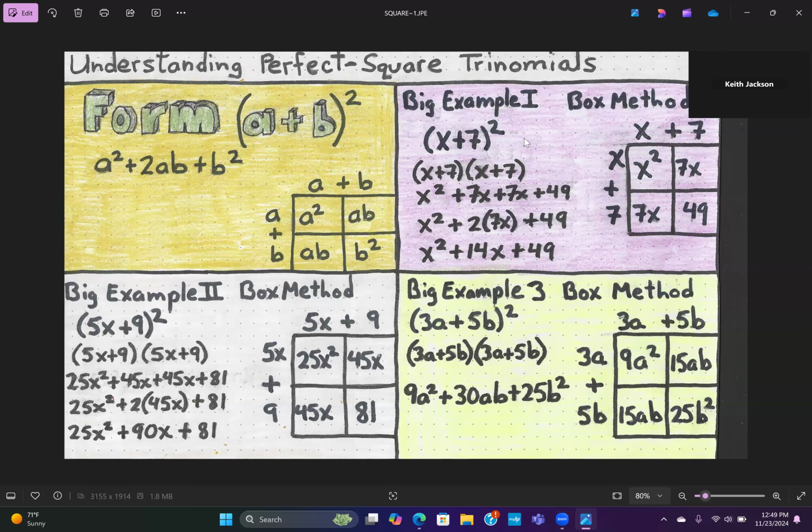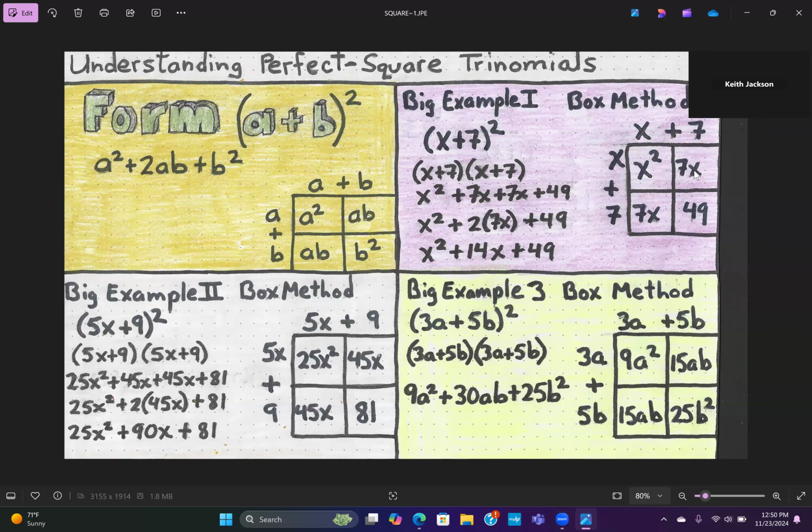Let's start with example 1, in which we have the quantity of x plus 7 squared, which is the same as saying the quantity of x plus 7 times the quantity of x plus 7. And we're just going to use our box method to arrive at our perfect square trinomial, in which we have x times x, which will give us x squared, x times 7, which will give us 7x, and 7 times x, which will give us 7x, and 7 times 7, which will give us 49.